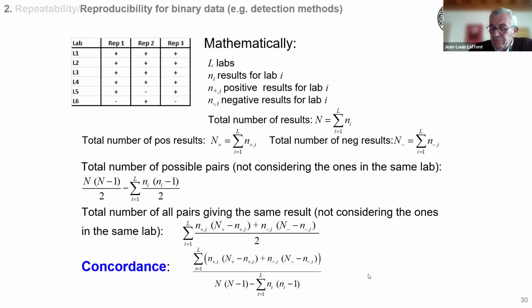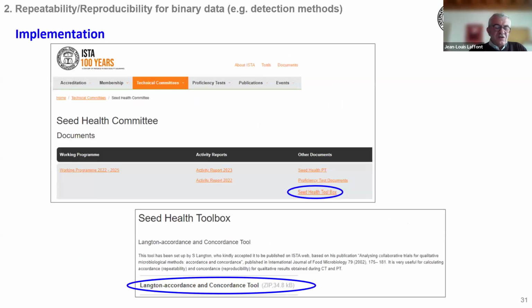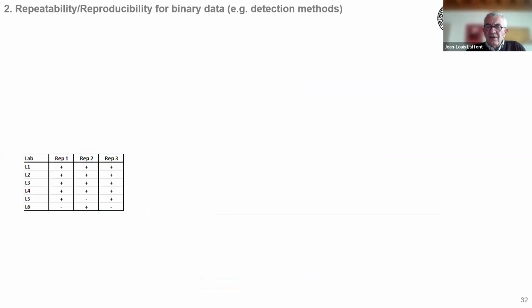Okay, here are the mathematical details only for reference. These computations can be performed with the Langton accordance and concordance tool that you can get freely from the ISTA website. You go to Technical Committee, Seed Health Committee, then you will see the Seed Health Toolbox, and you will find the Langton accordance and concordance tool, and you can download it. This tool is an Excel spreadsheet.